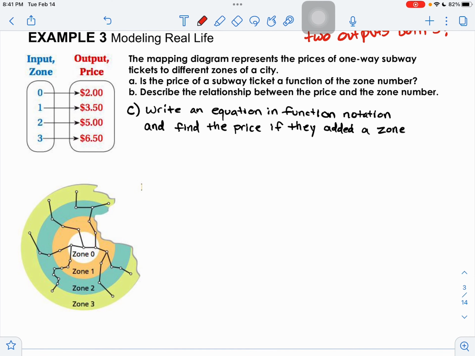And you'll notice that I added a third question here as a little extension. All right, so this one says the mapping diagram represents the prices of one-way subway tickets to different zones of a city. Is the price of a subway ticket a function of the zone number? Okay, so if we look at this, right, each input has one output. So yes, this would be a function.